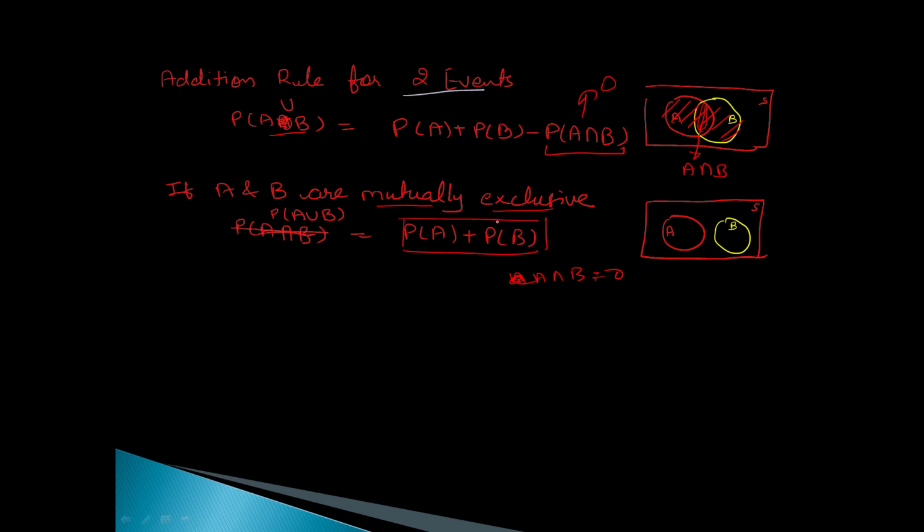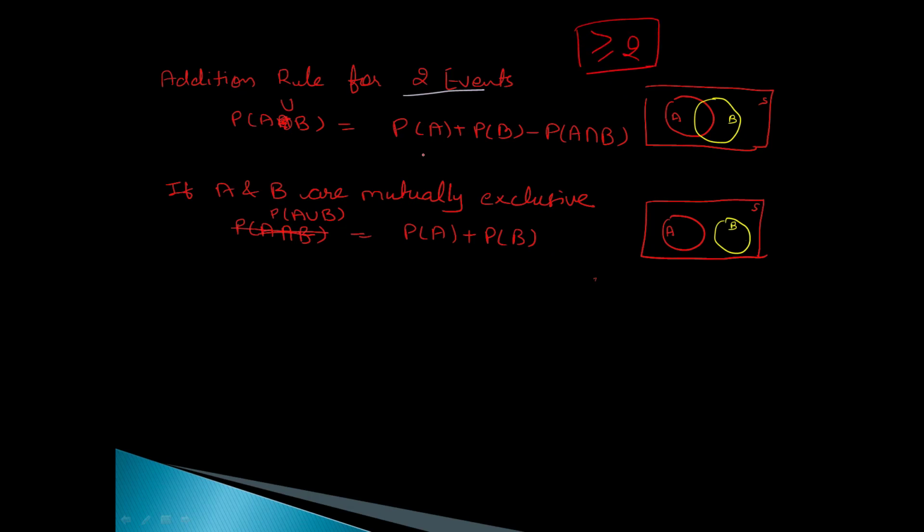In the current video, we are trying to extend our idea to more than two events. If we have 3, 4, or 5 events, how can we get the formula for the union of these events? That is what we will try to derive. Now in the case of 3 events, suppose we are working with 3 events here, A, B and C.